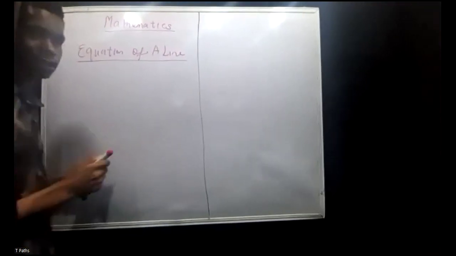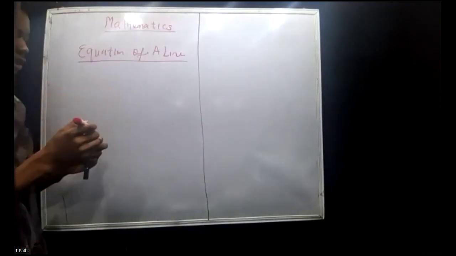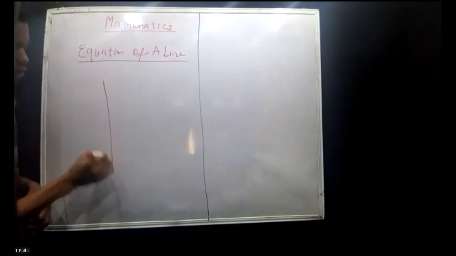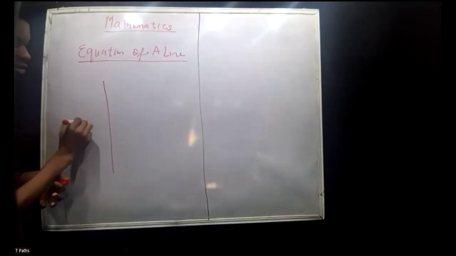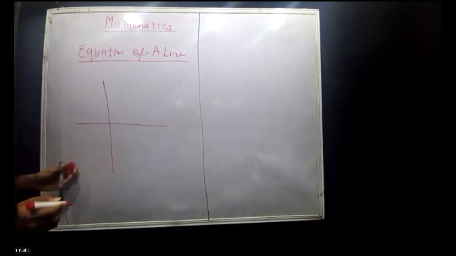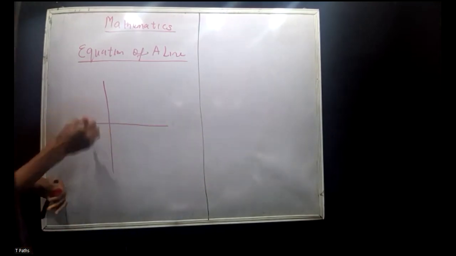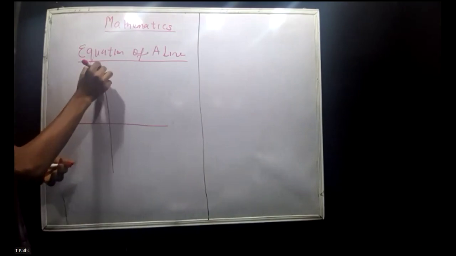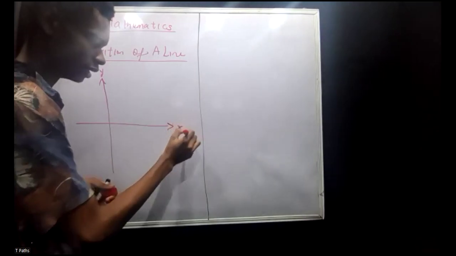Before we start, I'm going to do a quick brief on what we mean by equation of a line. Let's say we have this line. Equation of a line simply means trying to get the x and y points of a particular line on the plane. So what do we mean by a plane? There are two types of plane: the three-dimension plane and the two-dimension plane. For this class, we're working on the two-dimension plane, which has the y-axis and the x-axis.